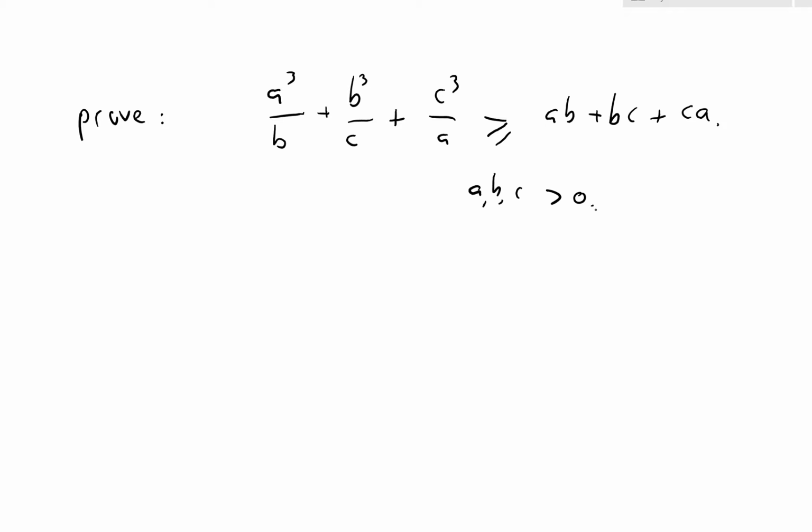The first thing to observe is it's got a nice symmetry between a and b and c. If you permuted a, b and c around, you'd still get the same thing, because it's symmetrical in the three quantities.